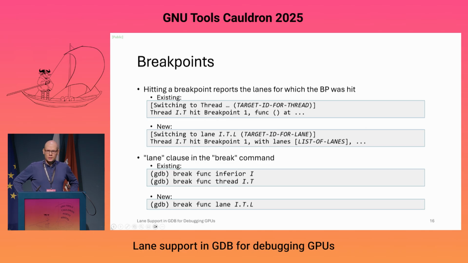And then for breakpoints, today GDB has inferior and thread clauses. These clauses can be used in order to make a breakpoint conditional on an inferior or a thread, which means, for instance, with the thread clause, only if that thread specified by the user hits, then the breakpoint is considered to be hitting. So a natural extension of this is to add a lane clause, and similarly, this makes the breakpoint conditional on the specified lane ID.